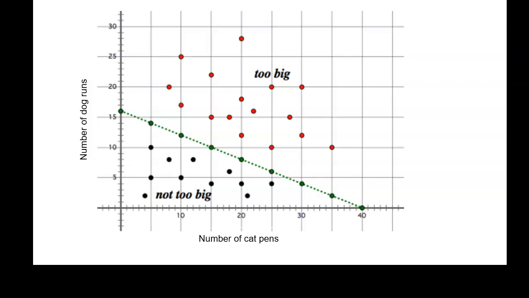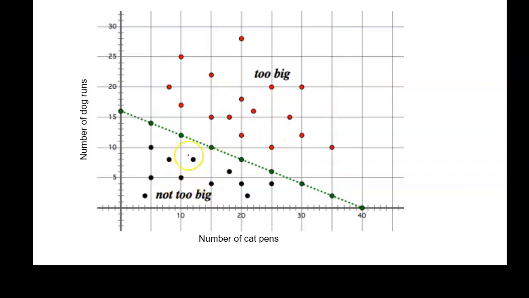So all of the points in red are representing combinations of cats and dogs that are too big, meaning it would cost too much to have 15 cats and 15 cat pens and 15 dog runs. That would cost more than the $1,280 that we have available. And so that's what all of these points represent.